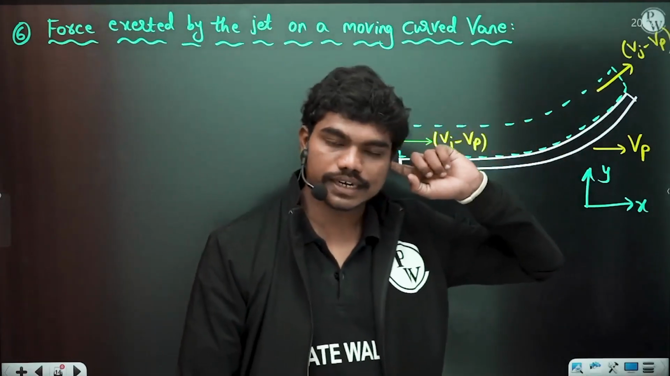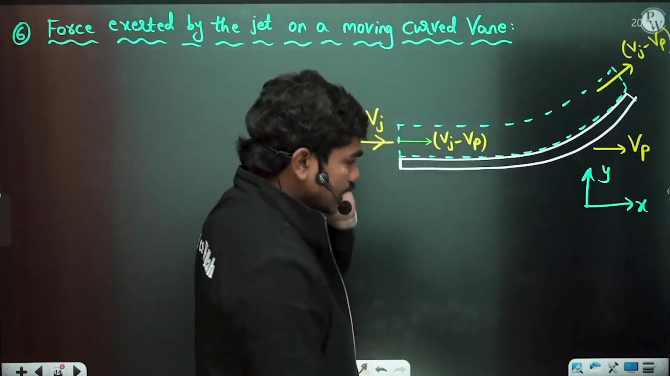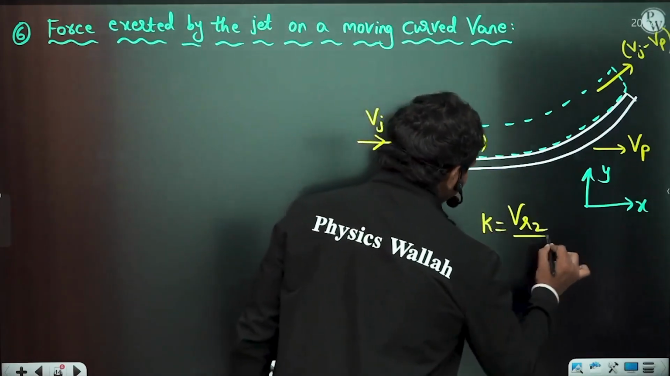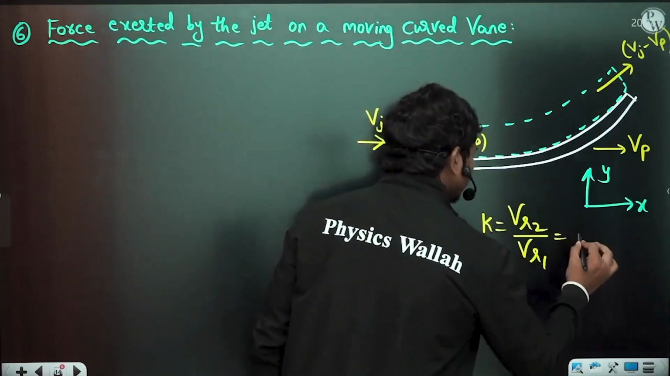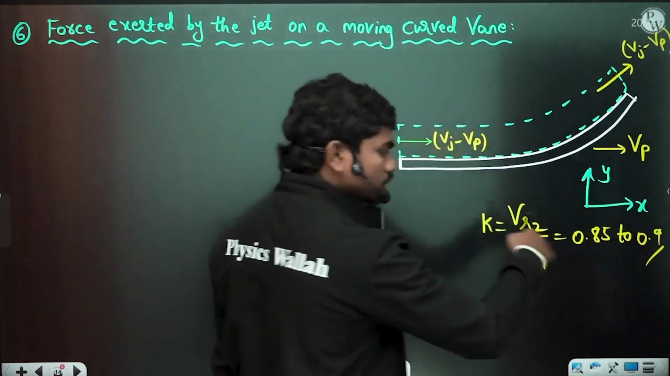Normally in hydraulic turbines, they'll give you the ratio of relative velocity. You might have seen one constant in your books, k is equal to relative velocity at the outlet by relative velocity at the inlet. They'll give you normally around 0.85 to 0.9, somewhere around these values.